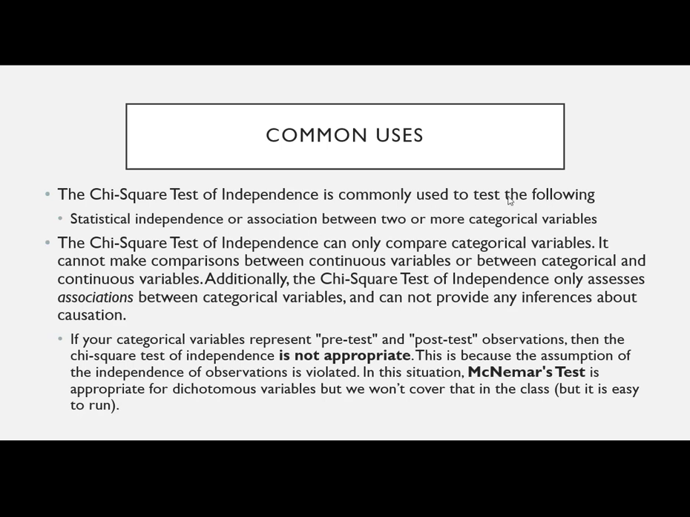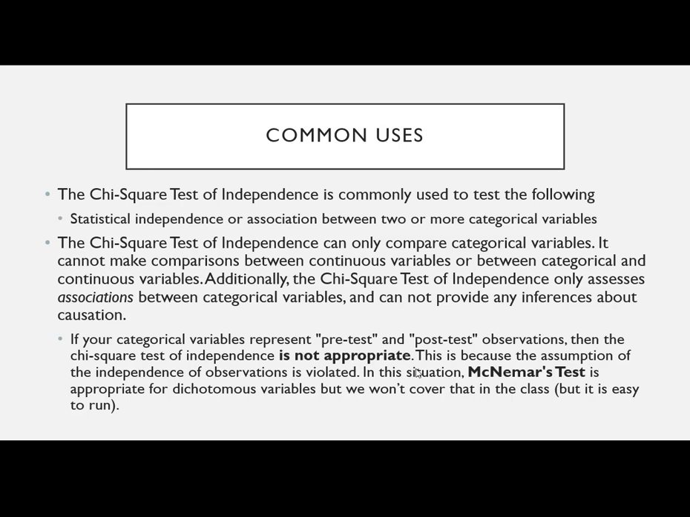It's used to test the following: statistical independence or association between two or more categorical variables. It can only compare categorical variables. Can't make comparisons between continuous variables or between a categorical and a continuous. Additionally, it can only assess associations. It can't provide any inferences about causation. So it's like correlation here. Just because they're related doesn't mean one caused the other.